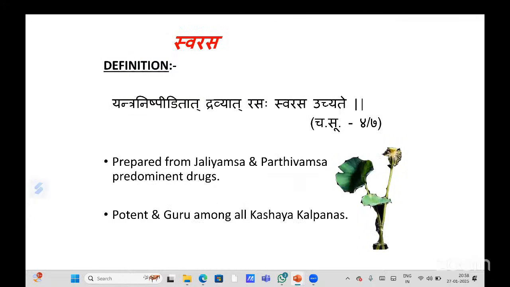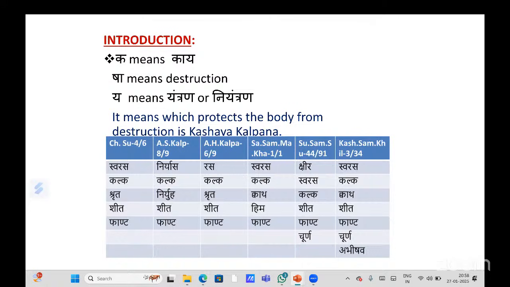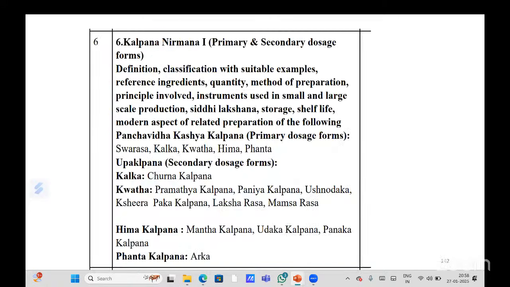Okay. So in a similar way, you have to go through each of Kalka, Kwatha, Hima and Phanta. Here there may be chances of asking a long essay. They may ask: enumerate the Panchavidha Kashaya Kalpana, or describe the Kwatha Kalpana, or describe the Swarasa Kalpana. Like that they may ask. Here, for Anupana and dose, you may get MCQs. Okay, what is the dose of Anagnisiddha Swarasa? That is half pala. Dose and Anupana, there may be chances of asking MCQs. So you go through all those things.